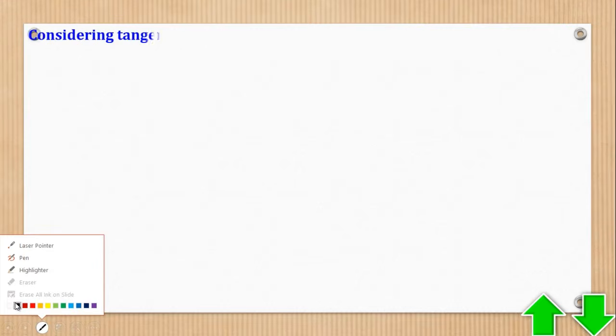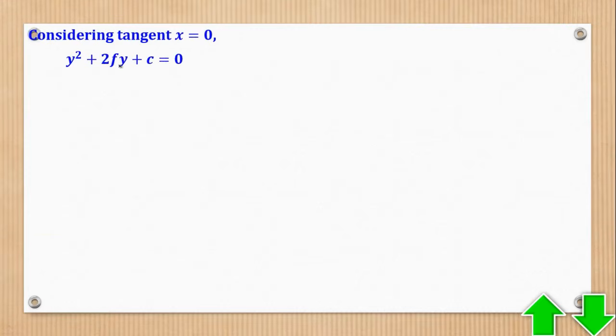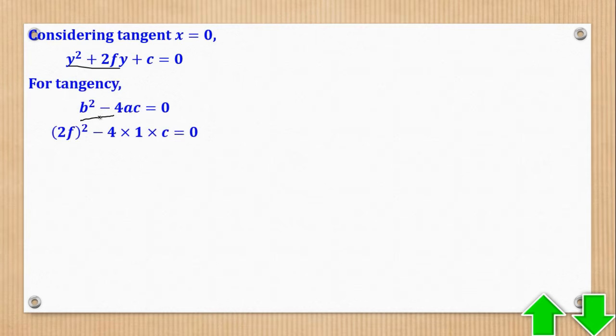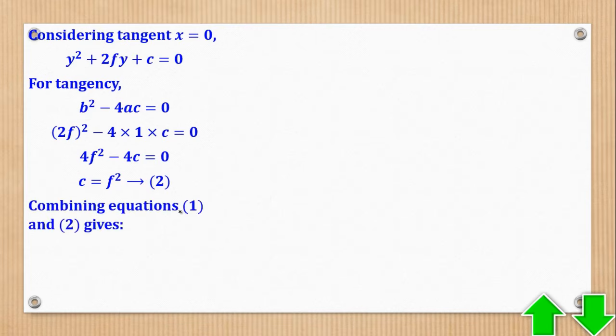What about for the tangent x equal to 0? So for the tangent x equal to 0, still substitute for x equal to 0 to come up with that. Therefore for a tangent, the discriminant is equal to 0, so substitute for b, a and c. You will simplify and come up with this. Therefore combining equations 1 and 2, you will come up with this, and that's what was required. So now we shall go to Roman 2.